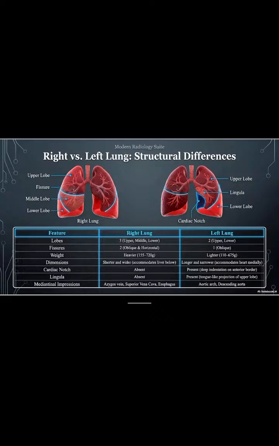And for the left, there is only one feature, and this feature divides the left lung into the superior lobe or upper lobe and the lower lobe or inferior lobe. Just have it in mind that features divide the lungs into lobes.